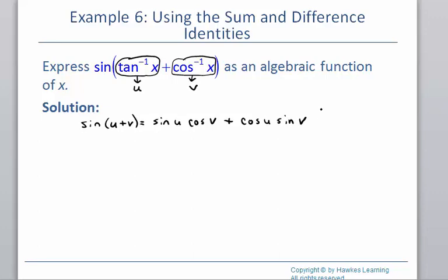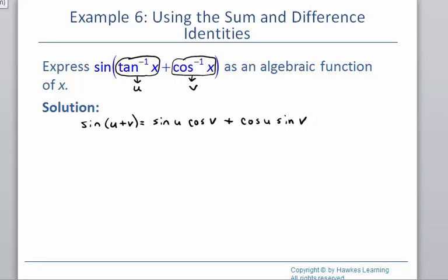Now, my next step is to plug in something for each of these four terms. I need to plug something in for sine u, for cosine v, for cosine u, and sine v. Now, because these are somewhat generic in terms of having a variable instead of an actual angle, it's going to be difficult for me to give an exact answer for that. So what I'm going to do instead is draw a triangle. I'm going to draw a picture for each of these angles.